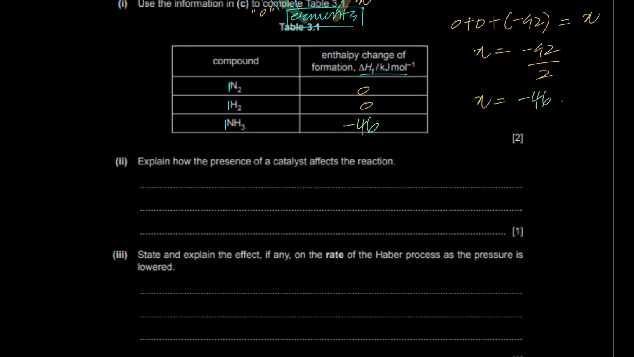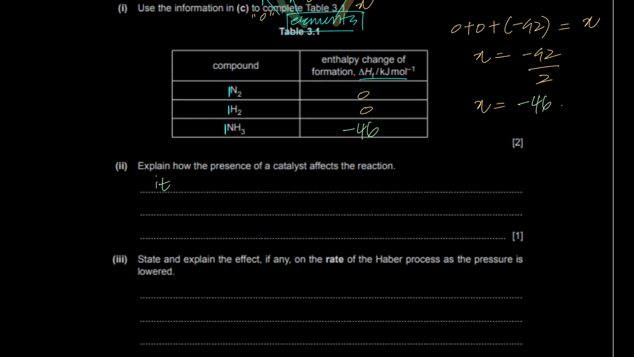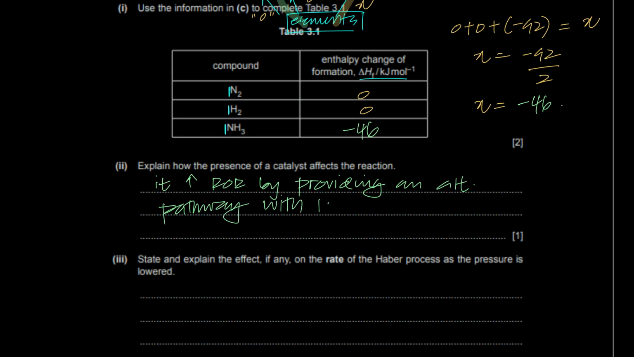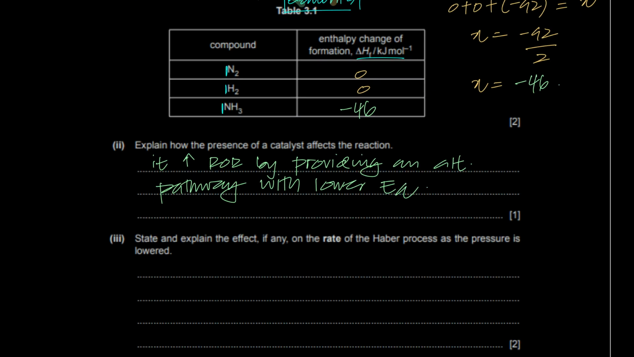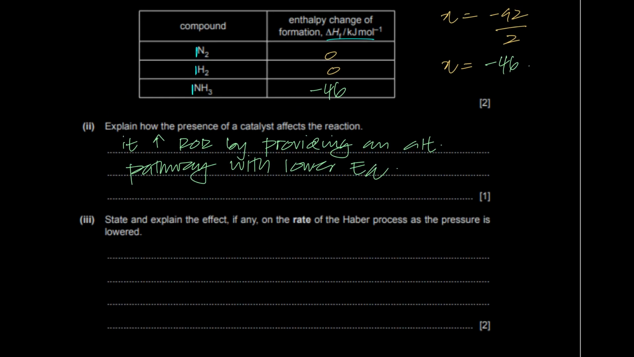Explain how the presence of a catalyst affects the reaction. How does a catalyst affect a reaction? It increases the rate of reaction. By what? By providing an alternate pathway with a lower activation energy. With lower Ea. Done.